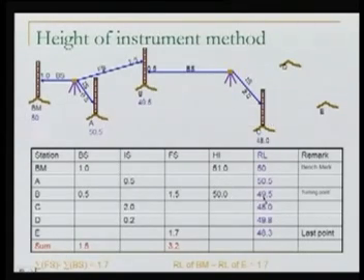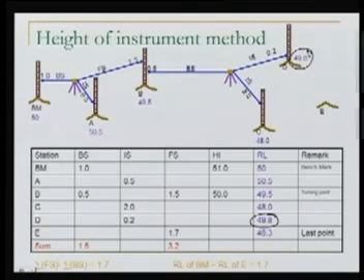Then the next point is D. Let us again take one more intermediate sight at D, and this value is 0.2. Now this is an intermediate sight and 0.2. So using this height of the instrument, you can again find the RL of D. So RL of D, 49.8, can be computed.